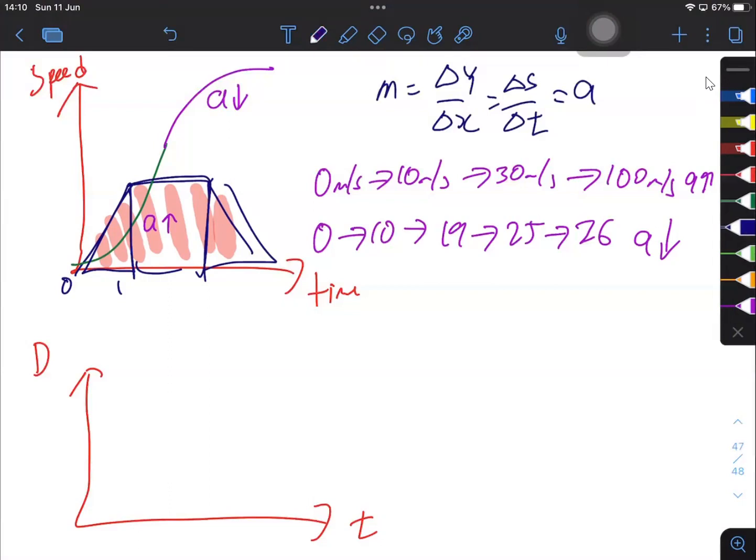Good. How do I find the speed? Once again, it's the gradient, guys, because once again, it is change in y over change in x, right? Which in this case will be change in distance over change in time, and we all know that speed is distance over time, right?